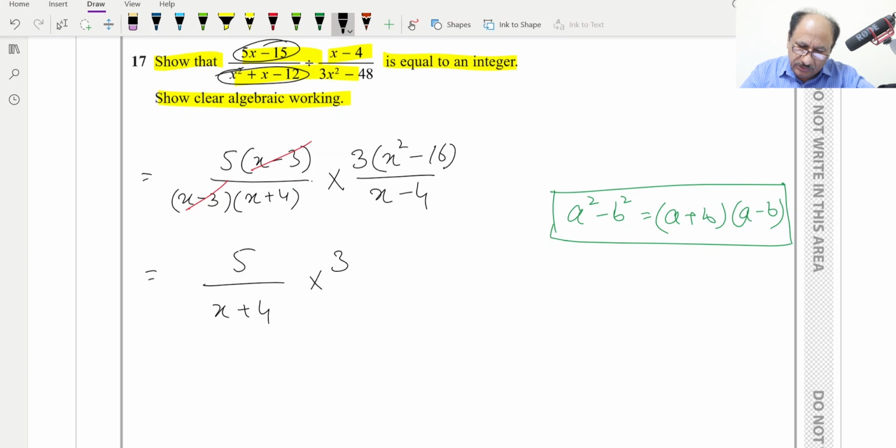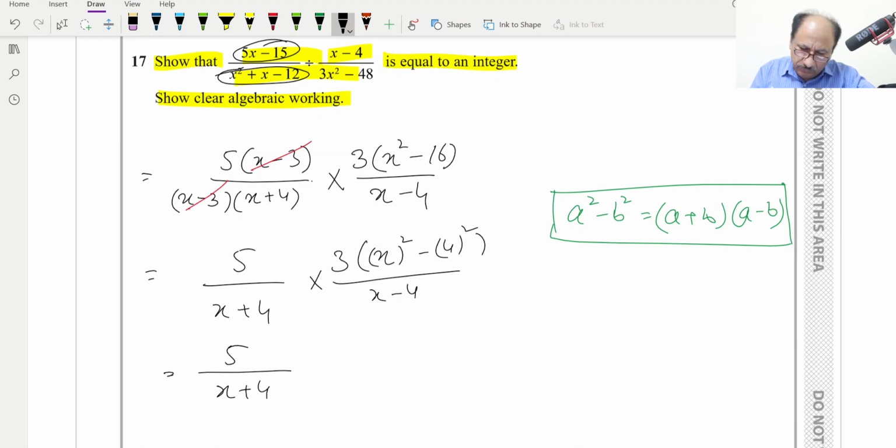So this will be 3, and now x squared minus 16, I will be writing as x squared minus 4 squared over x minus 4, and in the next step I will be applying the formula, which will be 3 over x plus 4 and x minus 4. This is by this formula, hopefully you are understanding.